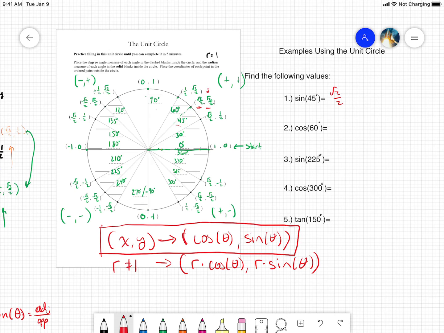Cosine, so now we're going to go cosine of 60 degrees. Okay, so here's my 60 degrees. Remember, cosine's my x value. So cosine of 60 degrees was my x coordinate, or 1/2.